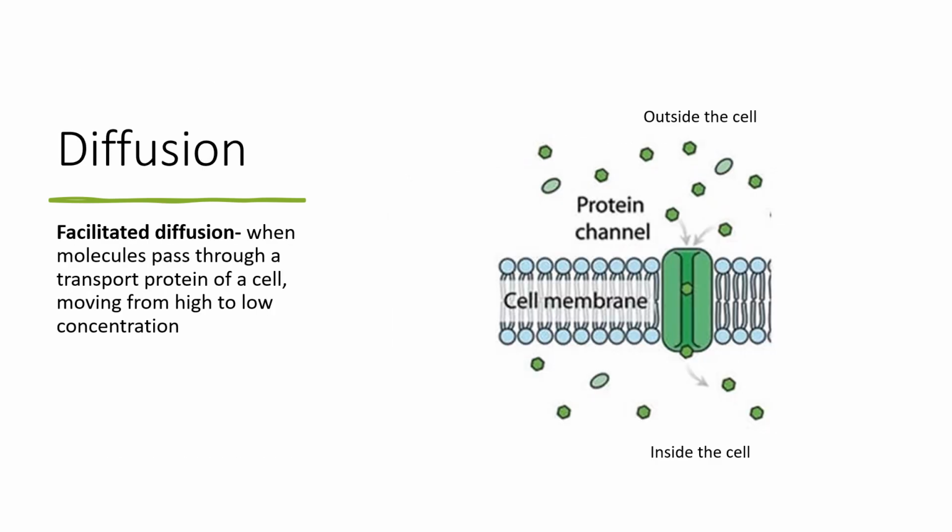So how do molecules that are water-soluble diffuse into or out of the cell? They need to pass through a transport protein, which again is forming a channel through the plasma membrane. In facilitated diffusion, molecules are still moving from high to low concentration, so no energy is needed to do this. Again, the molecules are just doing what they naturally do.